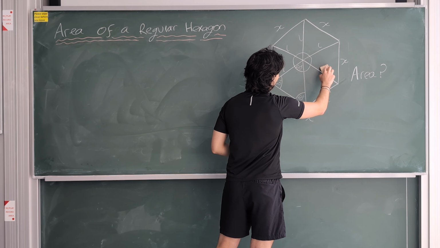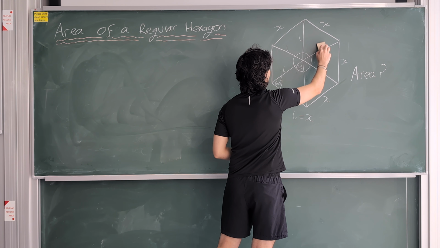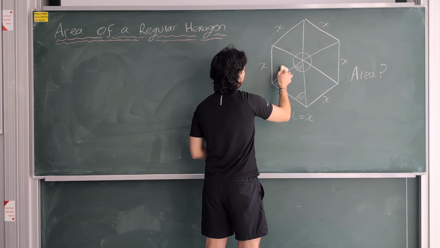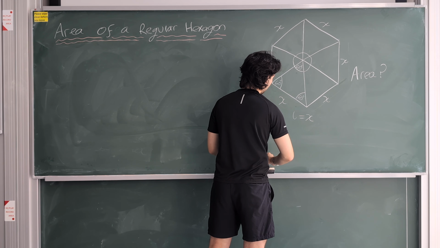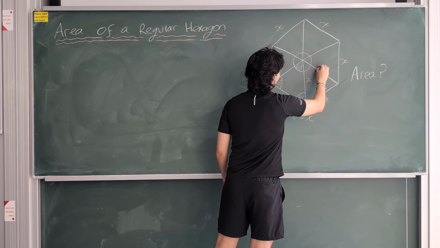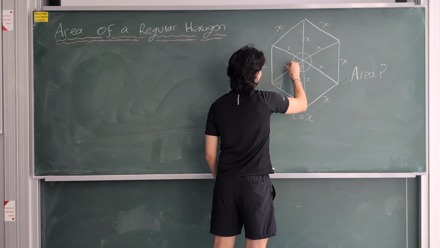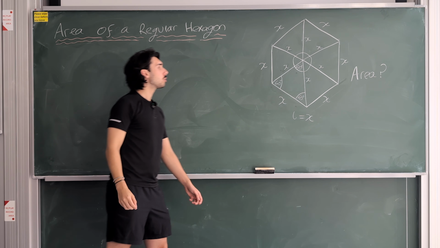So now I'm going to rub off all of the L's, and we can continue. We're actually almost done, believe it or not. All of these lengths are x as well. So that's how we know we're definitely dealing with equilateral triangles.